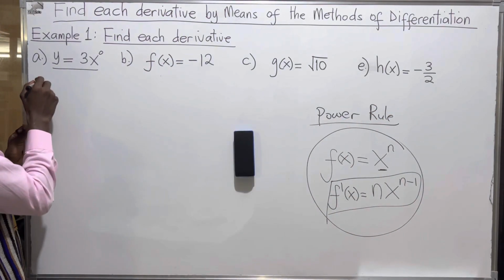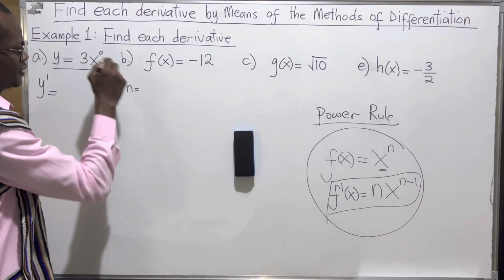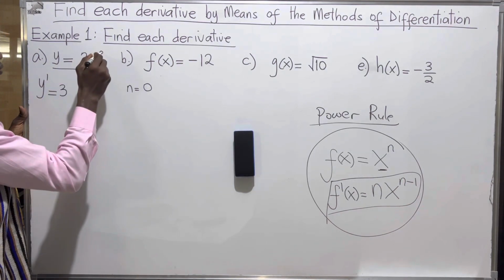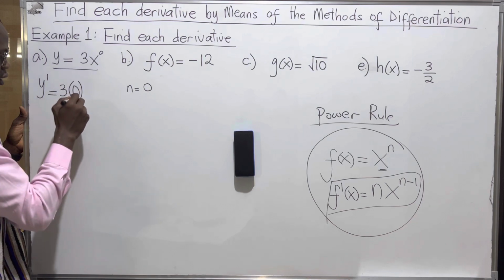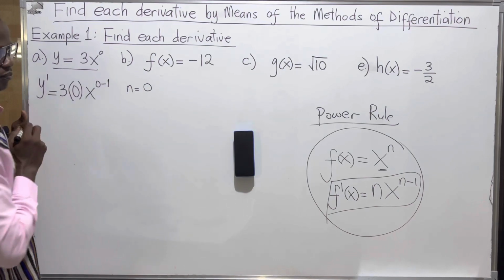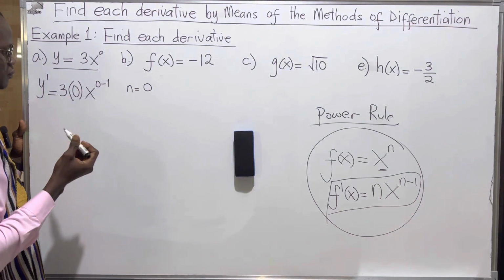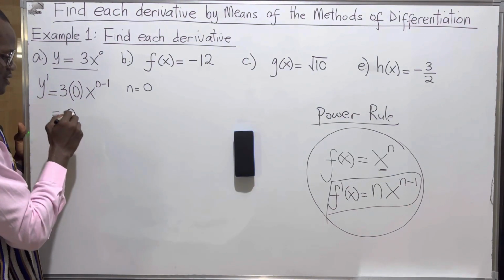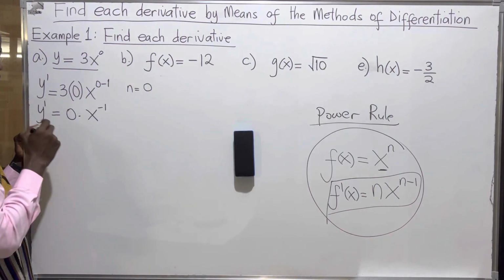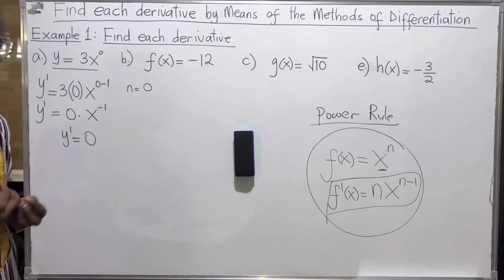We can now say y prime is equal to, now our n in this case is 0. So we can now say 3, and we bring this 0 down and we write this x and raise it to the power 0 minus 1. So this is n minus 1, so it's 0 minus 1. So 3 times 0 gave us 0 times x raised to the power minus 1. So y prime would just be equal to 0 because 0 multiplied by anything is 0.